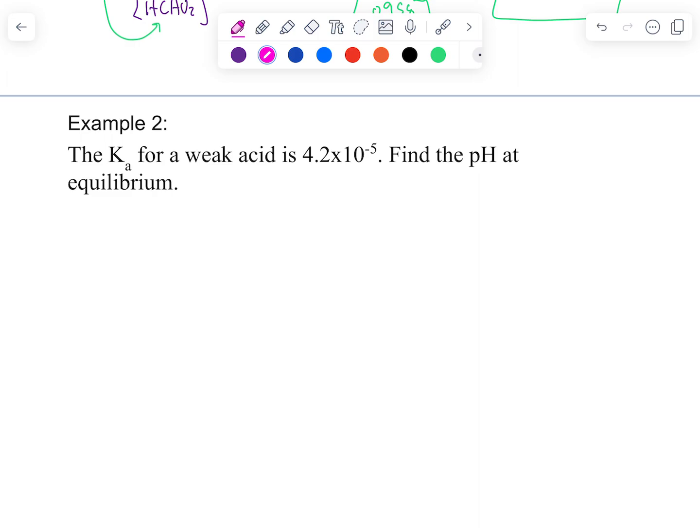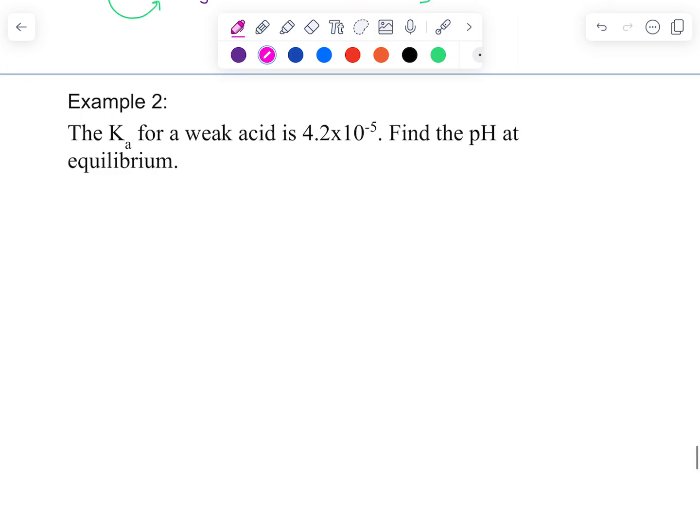Okay. Now, they did not tell us which acid they're working with. When you don't know the acid, that's totally fine. It doesn't matter. You can just use the generic formula. We'll just use HB. So HB will produce H plus and B minus.